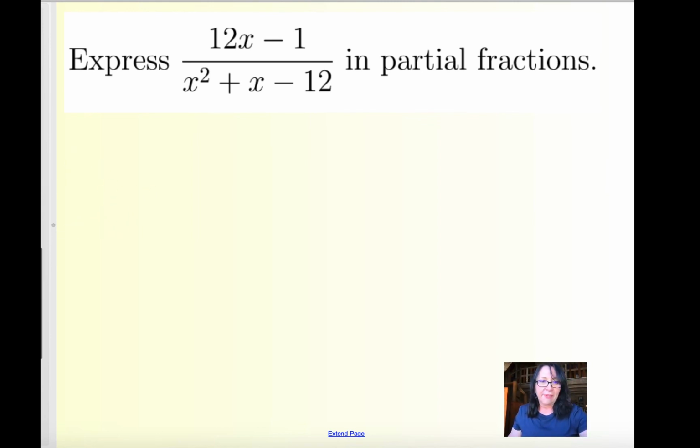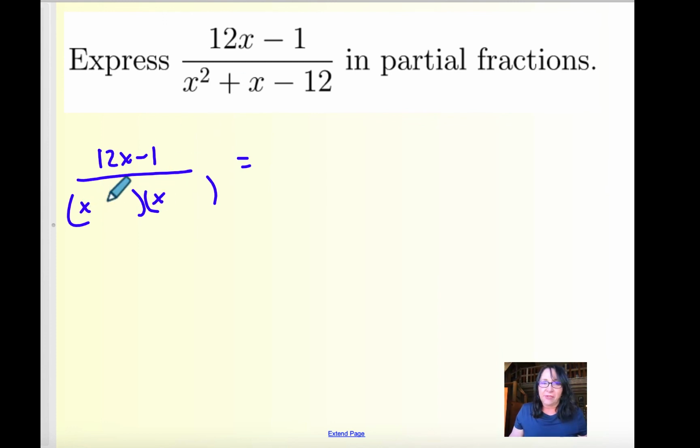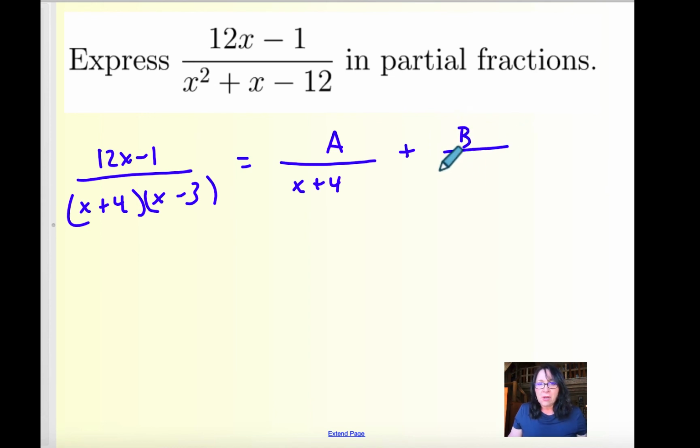So what we have here is, I think, one more. Factor first. So we have 12x minus 1 over, factor first. You do this, come back after you're done, check your answers, okay? This is x, this is x. To get a positive x, it's going to be plus 4, it's going to be minus 3. And again, A over x plus 4 plus B over x minus 3, okay?